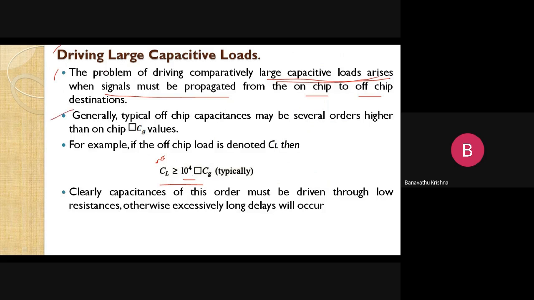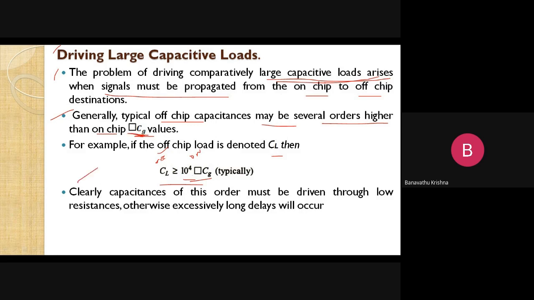Generally, the typical off-chip capacitance may be several orders higher than the on-chip value, that is square CG values. For example, if the off-chip load is denoted as CL, then CL is greater than or equal to 10 to the power of 4 square CG value, right? So the order of this off-chip load capacitance is very high compared to the on-chip. This is the off-chip capacitance value and this is the on-chip capacitance value, like that's 1 square Cg. 1 square Cg is the on-chip capacitance value.